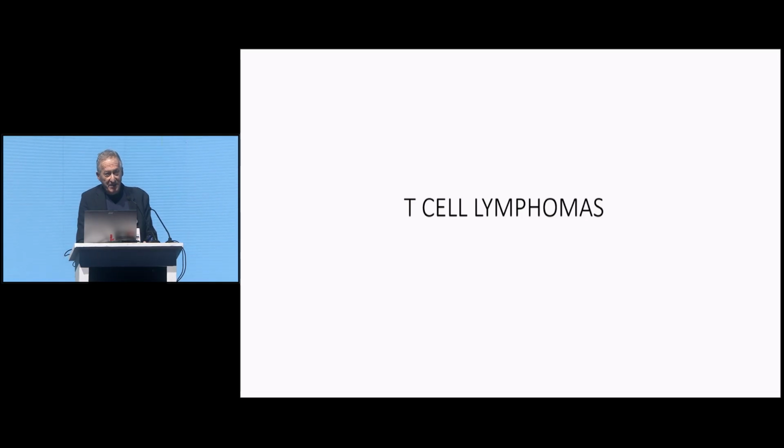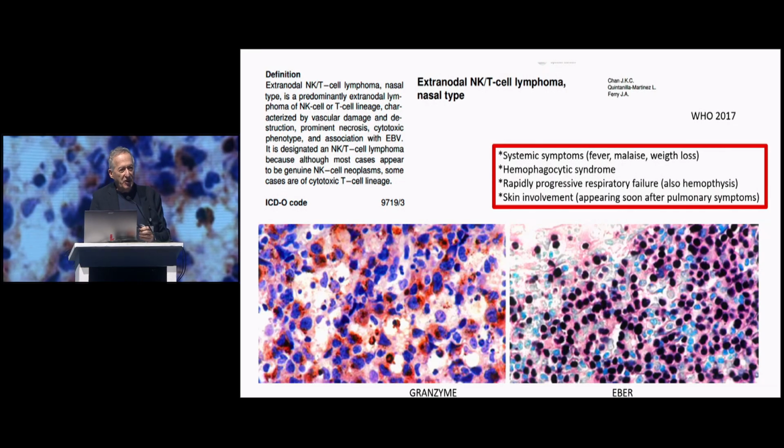T-cell lymphomas are even more complex compared to B-cell lymphomas. The more typical lymphoma manifesting in the lung is the extranodal natural killer T-cell lymphoma, nasal type. It can manifest with systemic symptoms, hemophagocytic syndrome, rapidly progressive respiratory failure, and involvement of other organs, mainly the skin, can appear soon after pulmonary symptoms.